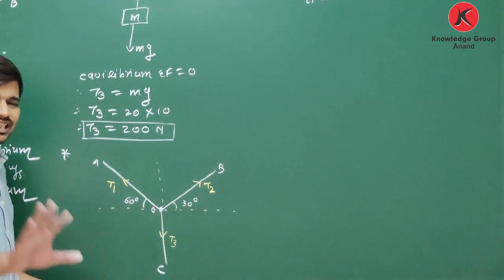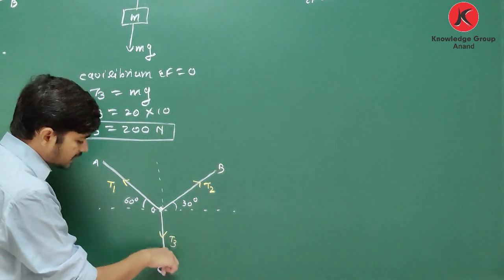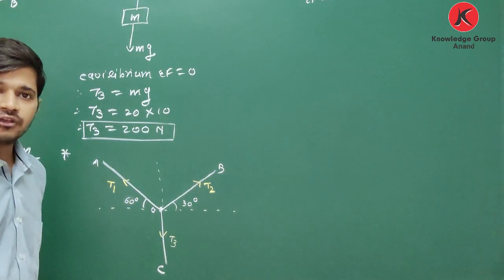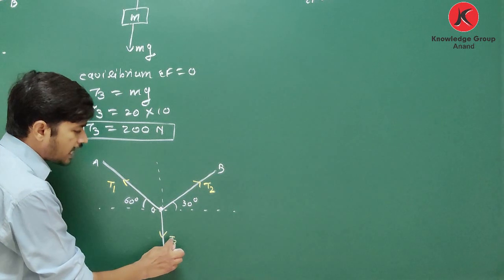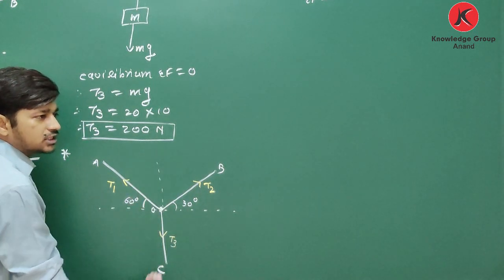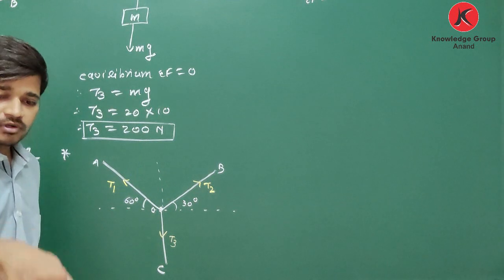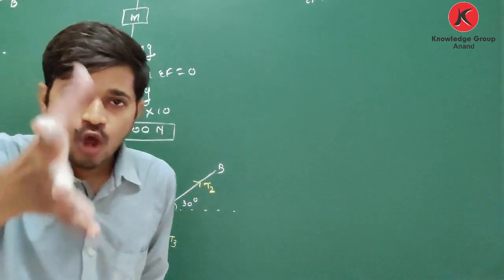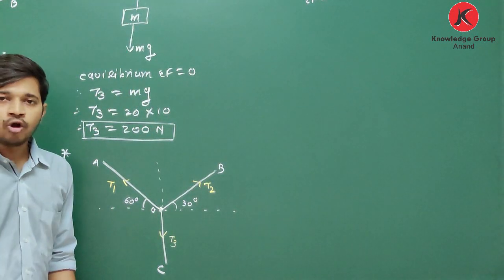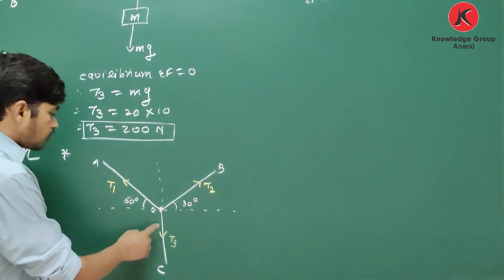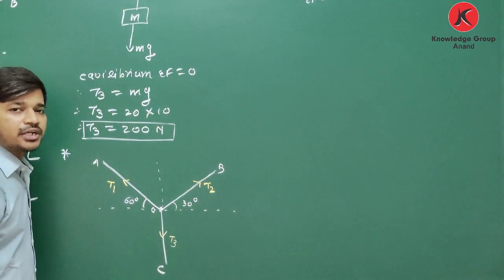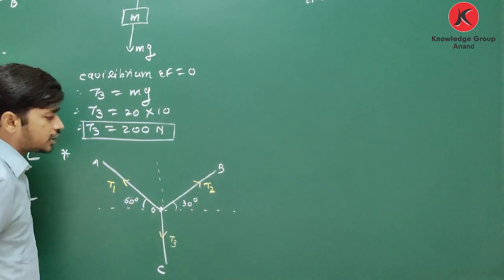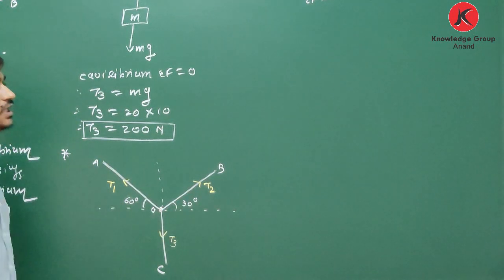If you observe, this force is acting in the downward direction and these two are acting in the upward direction, then the total force becomes 0. If I draw this arrow in the upward direction, then on point O every force is acting upward, with no downward force. Then is it possible that it will be in equilibrium and the total force becomes 0? No, it is not possible. So for point O to be stationary, if I take T3 in the downward direction, then T1 and T2 must be in this direction.